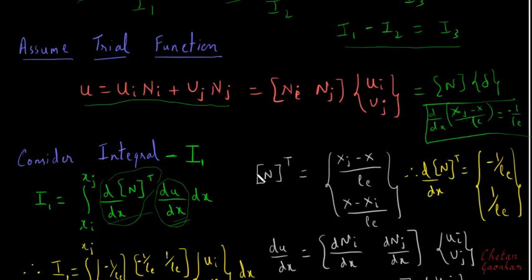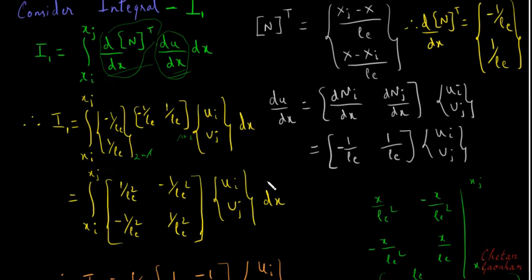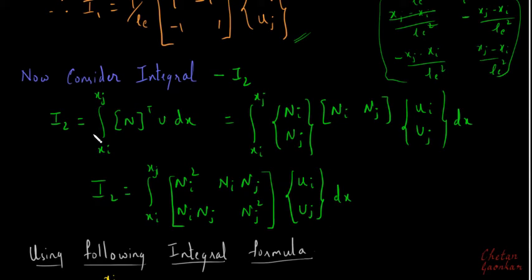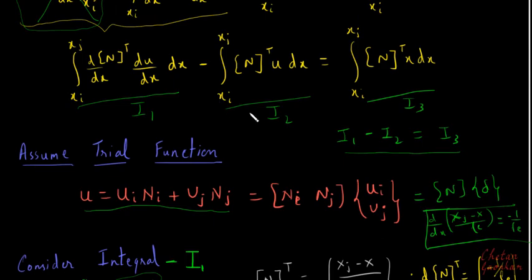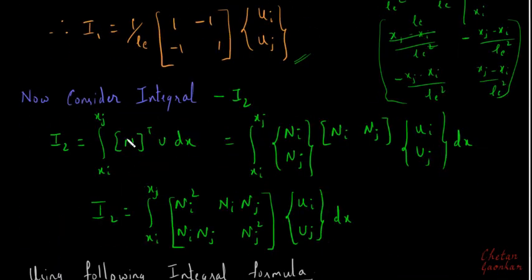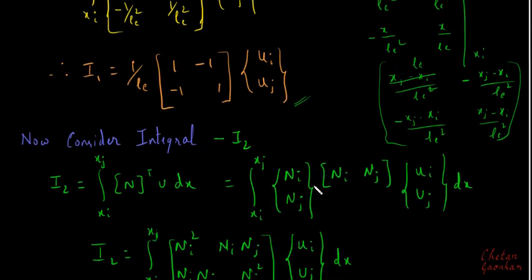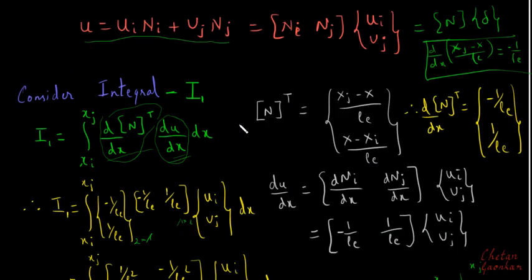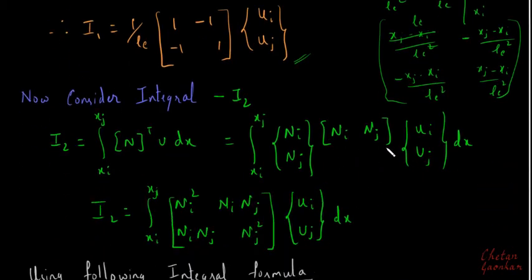So this is what I got here in place of I1. Now I need to find the value of I2, that is of this integral. So let me rewrite the integral I2 here, which I have taken from here. I2 is nothing but n transpose of u, but n transpose is nothing but xj minus x divided by le. So we have this xj minus x divided by le, or you can just write it as ni and nj, and u is nothing but this ni nj multiplied by ui uj. So that is what has been written here.